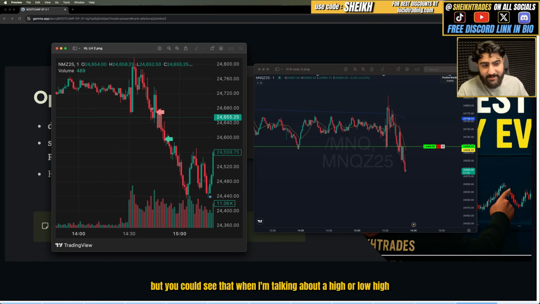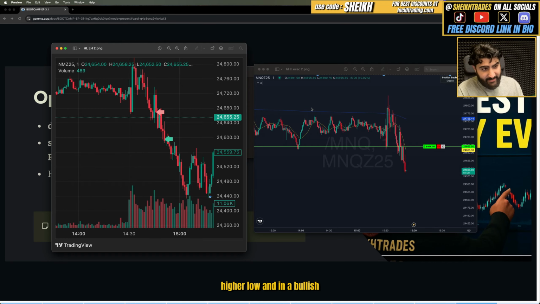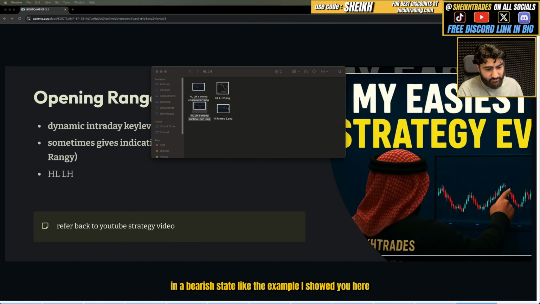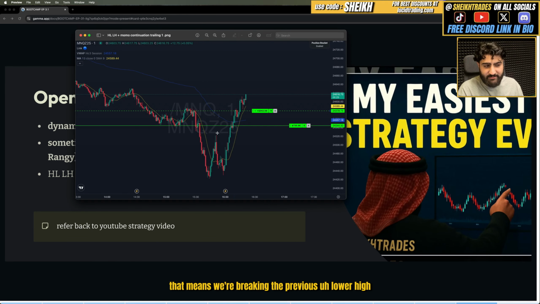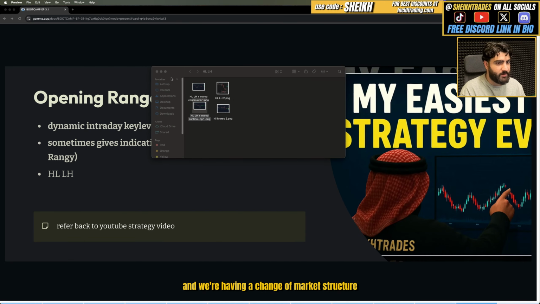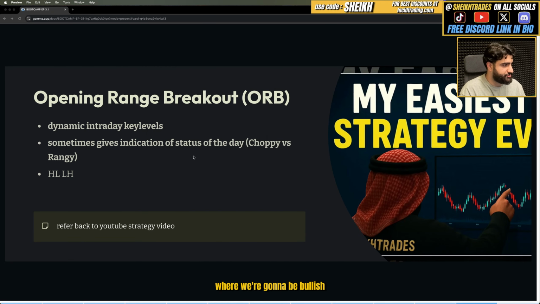But you could see that when I'm talking about a high, low, low, high, when we're in a bearish state like this, that means we're breaking the previous higher low, and in a bearish state, like the example I showed you here, that means we're breaking the previous lower high. That means we're taking over with newer higher highs, and we're having a change of market structure where we're going to be bullish.